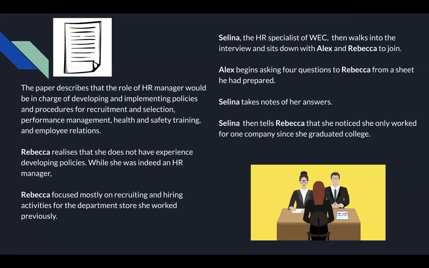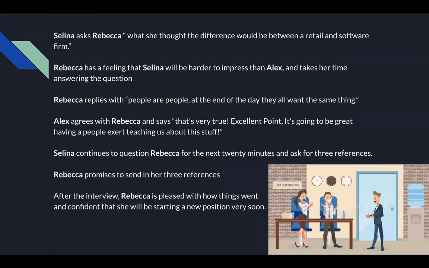Reading from a sheet he had prepared, he asked Rebecca a couple of questions, including, what are your greatest strengths and weaknesses? Why are you interested in working for WEC? What would a perfect day be like for you? And if you could have one superpower, what would it be? Selena took careful notes of Rebecca's answers. Selena then addresses Rebecca and says, "I noticed on your resume that you have only worked for one company since you finished college. What do you think the main difference will be between a retail and a software firm?"